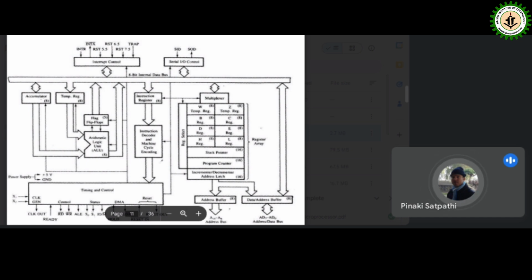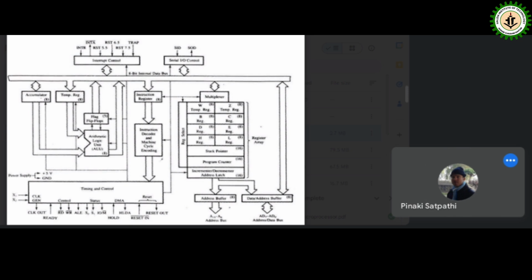Next one is the arithmetic and logic unit block. This unit performs arithmetic operations such as addition, subtraction, multiplication, increment, decrement, and logical operations such as logical AND, logical OR and XOR. So this kind of operation is being performed. Next one is our flag register. In case of our 8085 microprocessor, there are basically 5 flags used. The 5 flags are the sign flag, zero flag, auxiliary carry flag, parity flag, and carry flag.